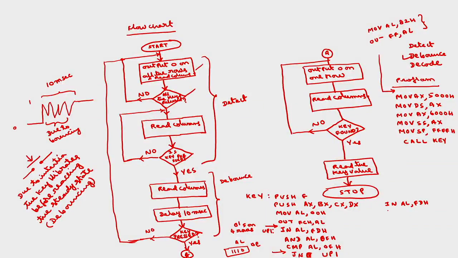Do the same thing, ANDing with F0H. So, I am going to end with this AL contents, in that MSB bits; in the LSB bits you have sent 0000. If the MSBs are all ones, this represents no key press. If any one of these bits is 0, it means there is one key pressed. Till any one of these bits is 0, we have to wait in a loop, okay. And AL comma FFH.